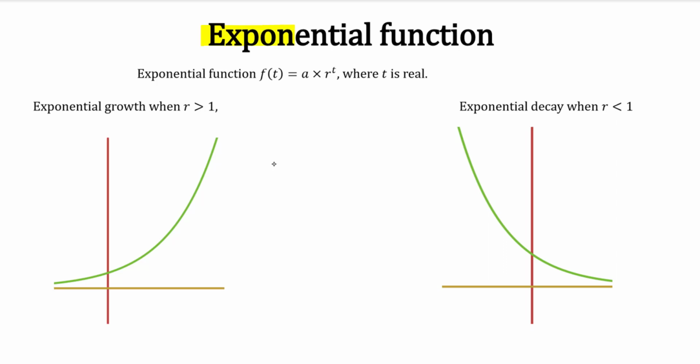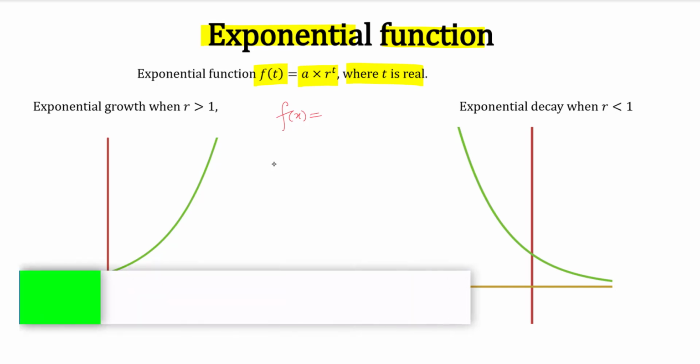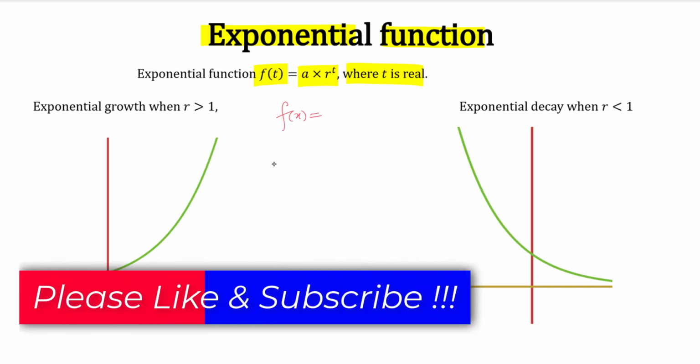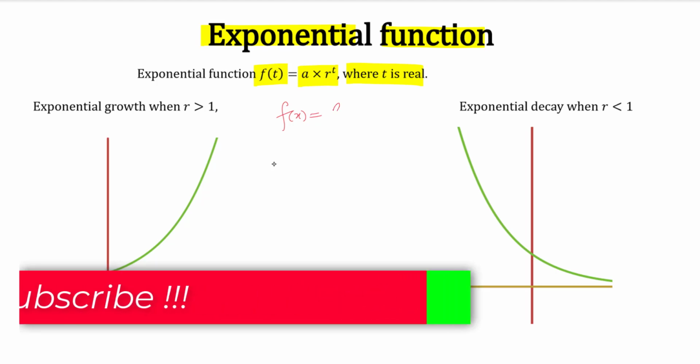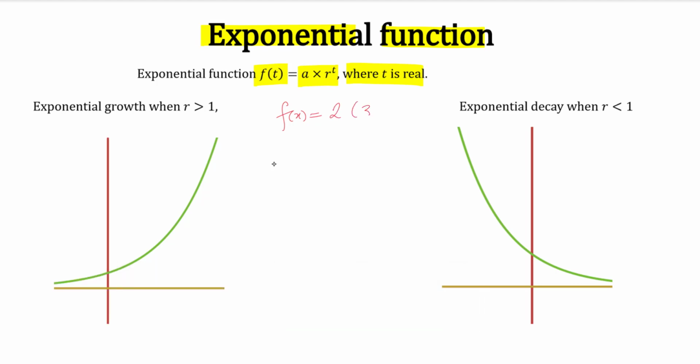So here's the first topic, which is the exponential function, the definition. An exponential function is any function of the type a times r to the power t, where t is of course a variable, and a and r are real numbers. And t is a real number. It's like when we write f of x, x is the independent variable and f of x is the dependent variable. So any function of the type, let's say f(x) equals 2 times 5 to the power x, or 3 to the power x, this type of function we call an exponential function.